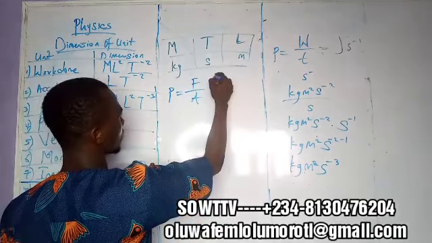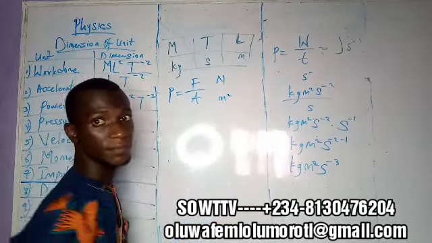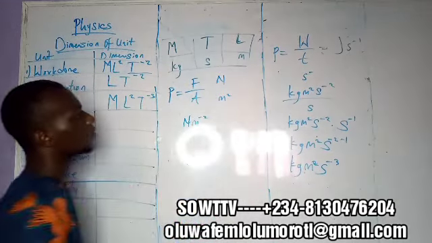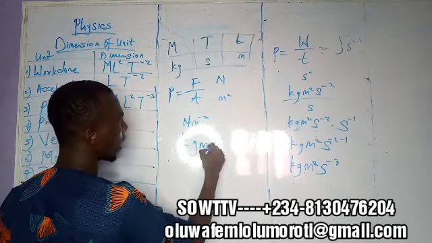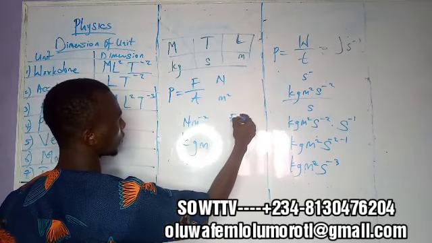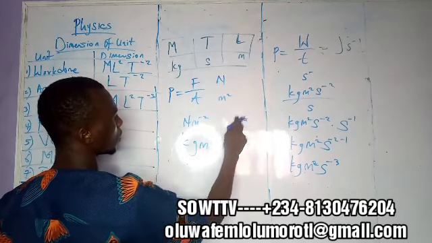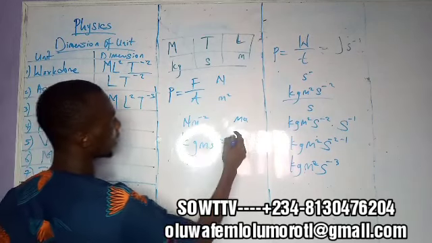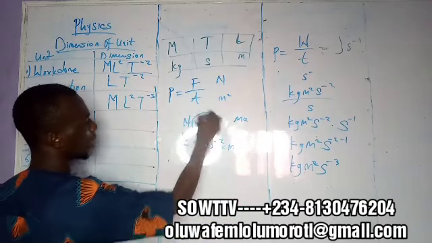Force is measured in Newton. Area is measured in what? Meter square. So it is just Newton per meter square. And Newton is still equivalent to what? Force is mass times acceleration, that is kilogram, meter per second squared, and then we still have the meter squared.